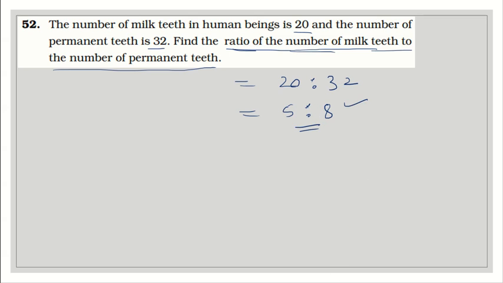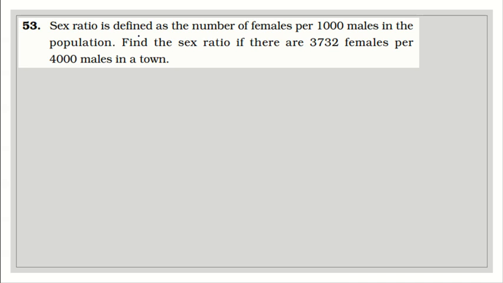Now moving on to the next question, 53. In question number 53, sex ratio is defined as the number of females per 1000 males. Normally, for every 1000 men, for example, 857 women are there, we call this 857 the sex ratio. So it's a ratio between the number of women to the number of men.